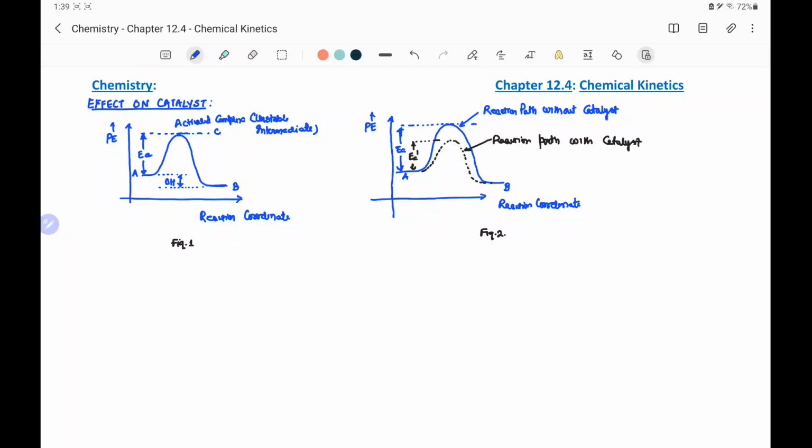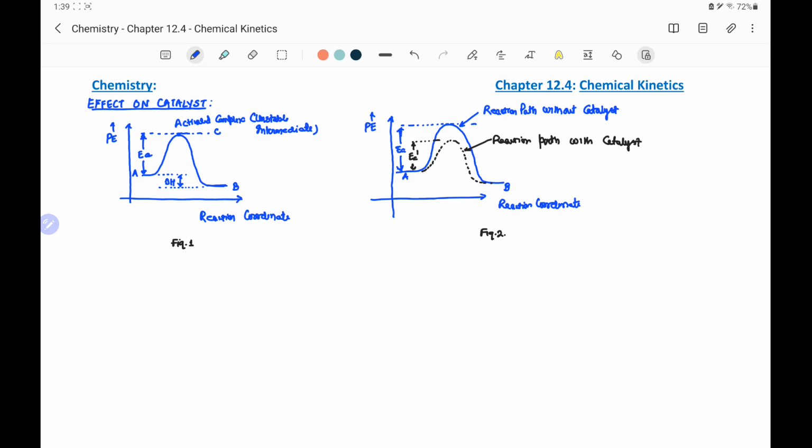For the effect of the catalyst on the rate of reaction, we have drawn the graph between the potential energy and the reaction coordinates. Figure 1 shows the graph for a normal reaction, while figure 2 shows the graph shown by the black color in presence of the catalyst.